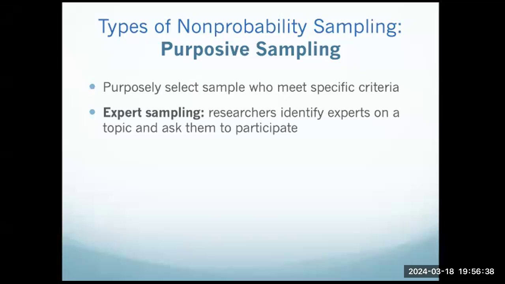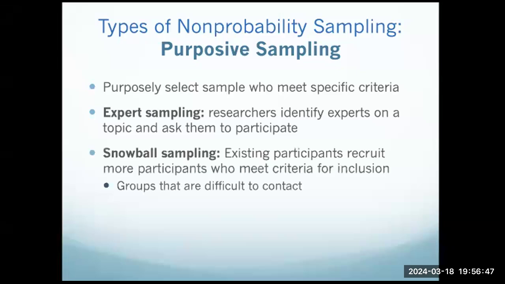That's an example of expert sampling. So we're not randomly just asking any people about their opinions about hockey. We are looking for the experts, and there's nothing wrong with that. Another way that we do purposive sampling is called snowball sampling.